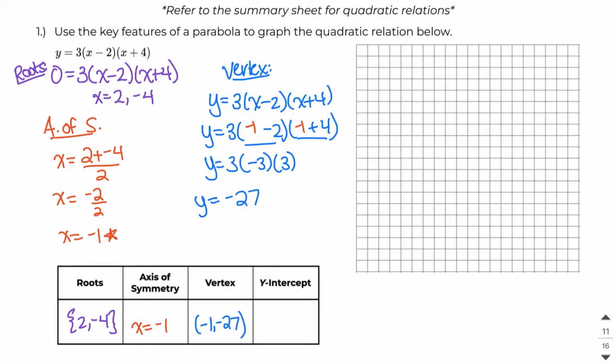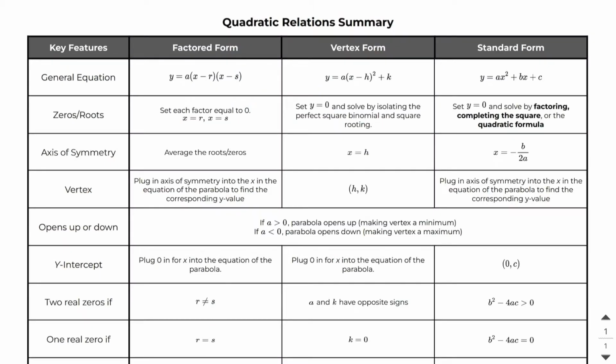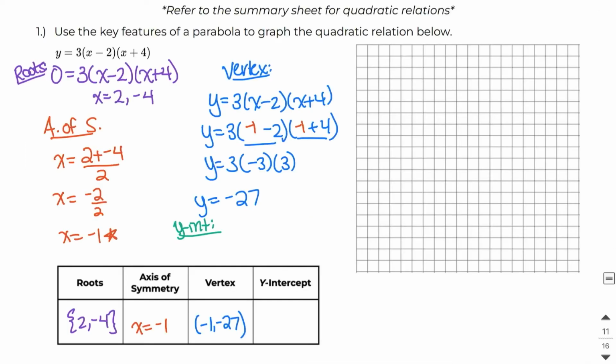Okay, and then the last thing that we need to find is our y-intercept. So to find our y-intercept, it always happens when x is 0, right? Our y-intercept always happens on the y-axis. That's where x is 0. So here, to find the y-intercept, plug 0 in for x into the equation of the parabola. Just like here, we plugged in negative 1 for x right here into the equation of the parabola. We're going to plug in 0.